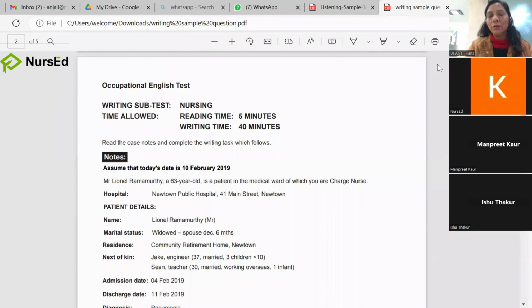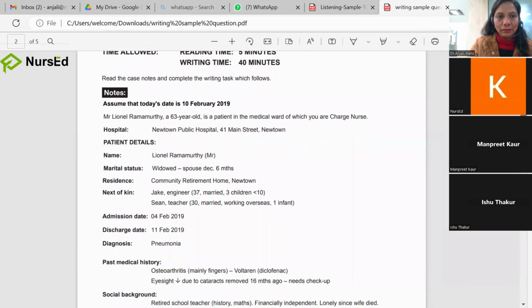So here, as I have told you earlier, you are not supposed to write a paragraph or an essay. Here you are required to write a letter that is based on a certain medical situation. Like you can see here, the situation is also given. I will just scroll down. So here is your case. You have to read this case and then frame a letter based on it.